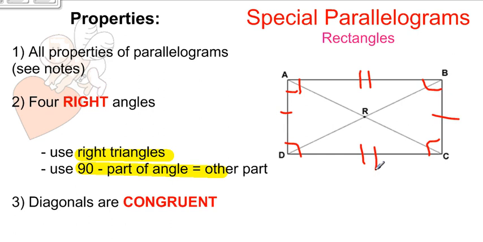Same side angles will add up to 180, right? 90 plus 90 is 180. A lot of the times when we're looking at these problems, when they give us those right angles, they expect us to be using right triangles and mostly the Pythagorean theorem.